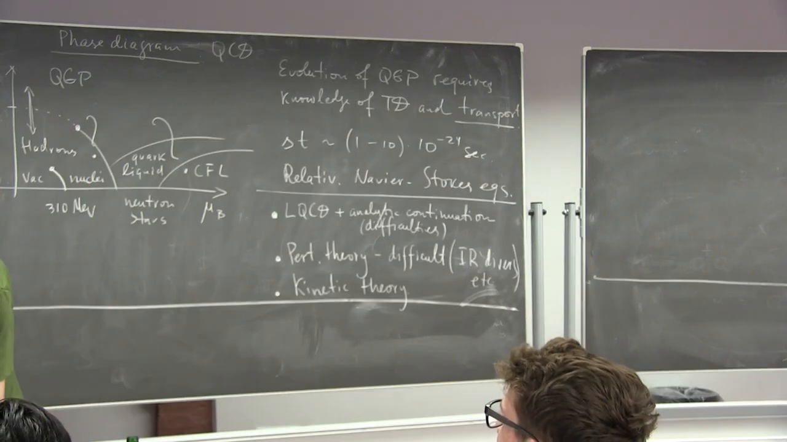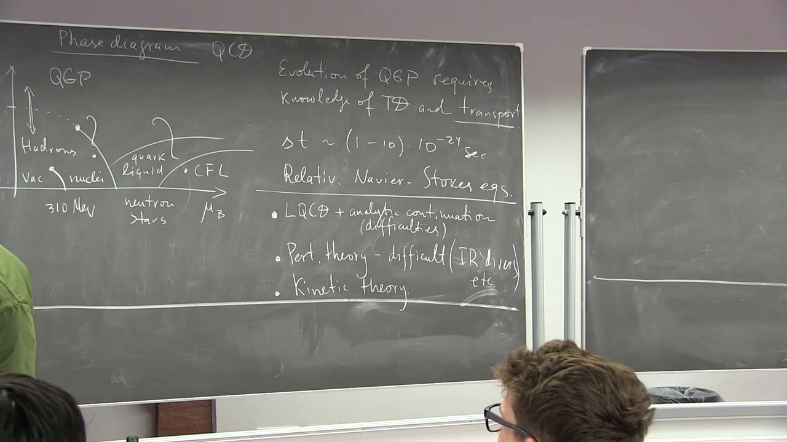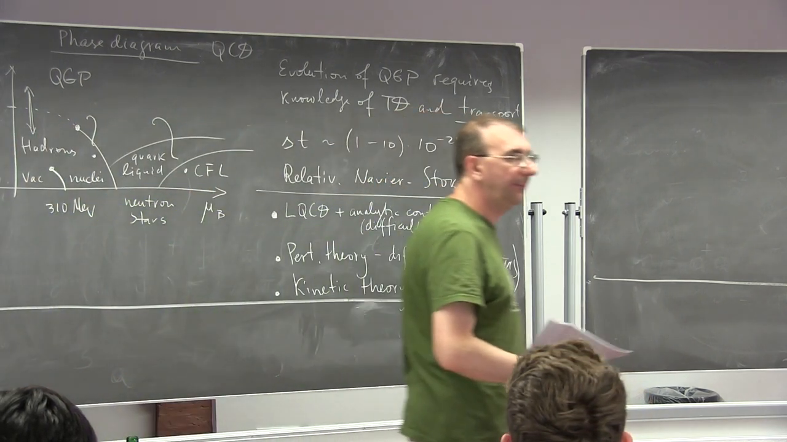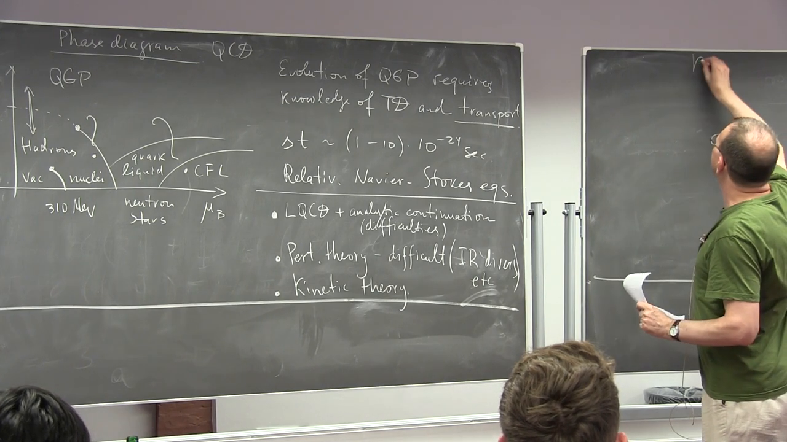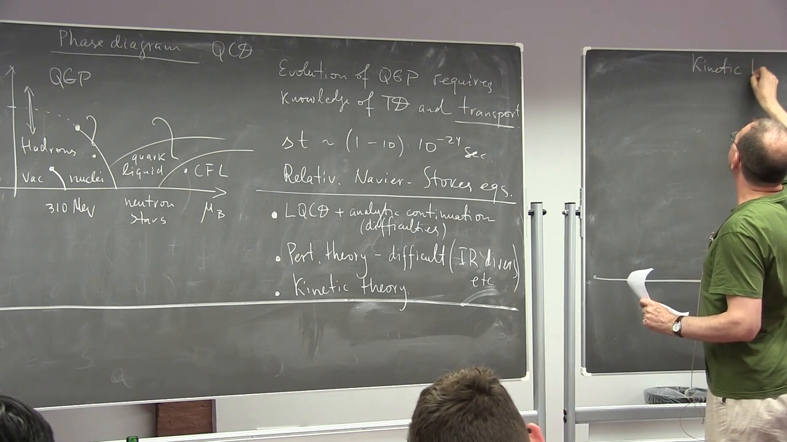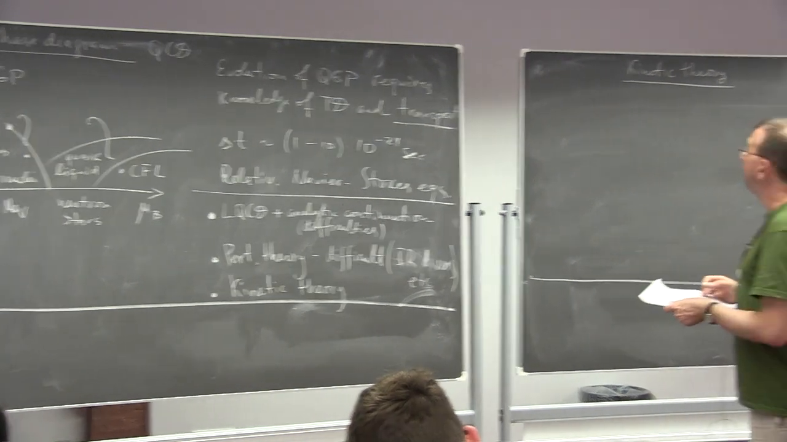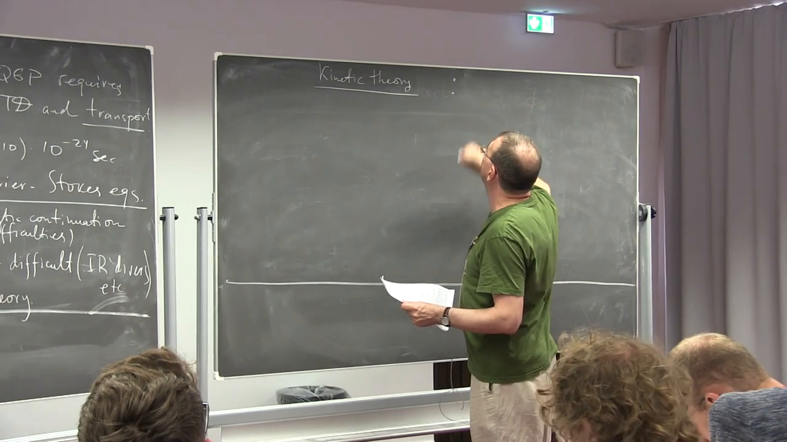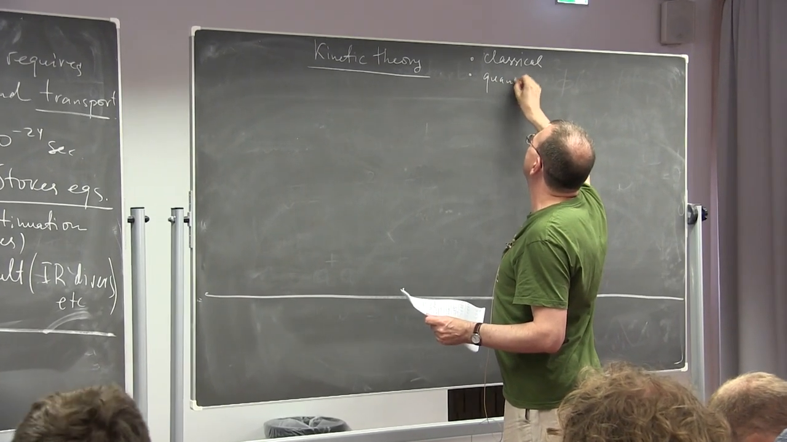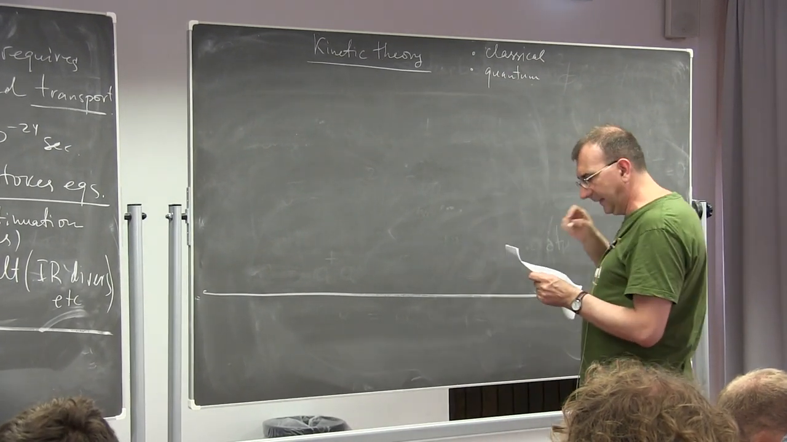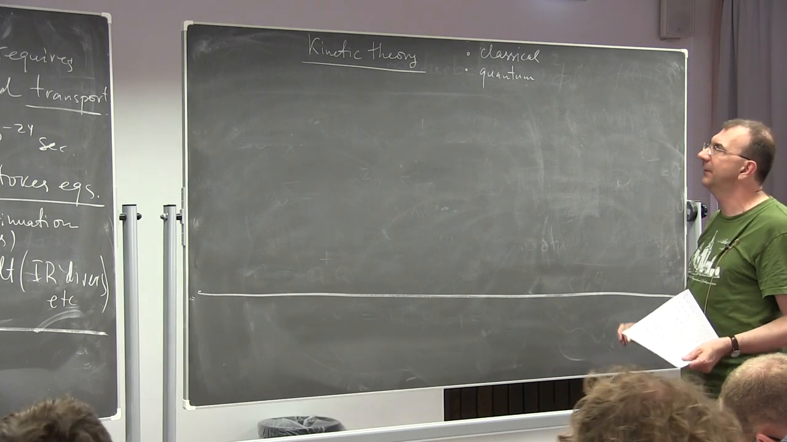Now let me spend maybe a short time on reminding you how this tool works, for reasons which I maybe explain later. So what you do in kinetic theory, schematically, well, first of all, of course, you can have either classical or quantum systems, and this will have various differences, which again are not that fundamentally important.